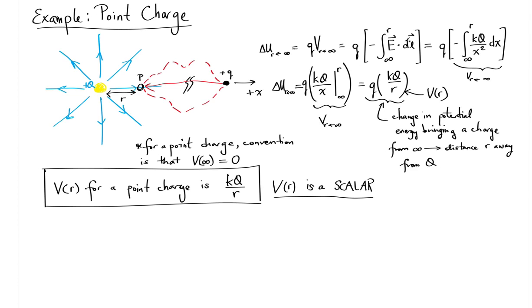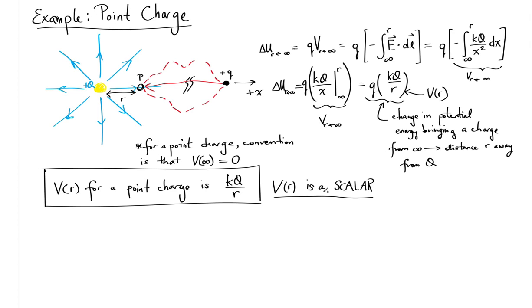So actually that makes it a lot easier to deal with than a vector field. You just add up two scalars. So if you had two point charges, you would just add up V of one and V of the other, and you would not need to worry about the vector components like you would for the fields.